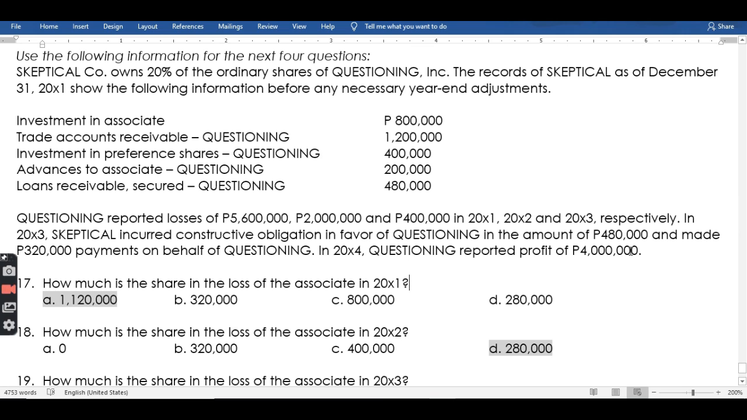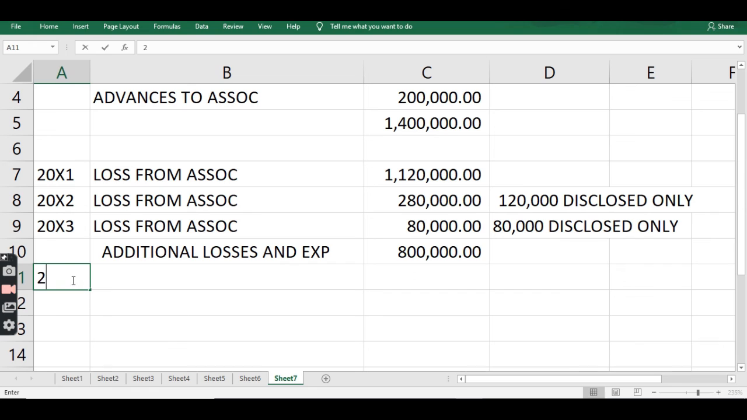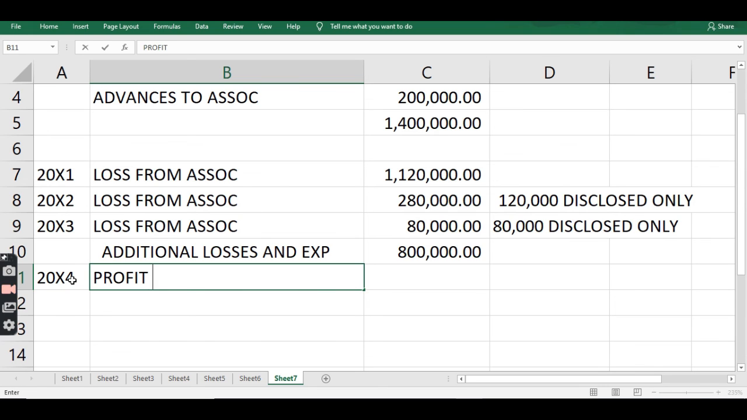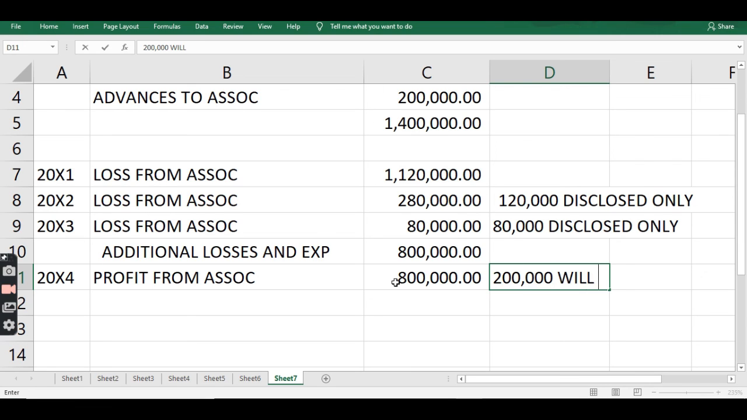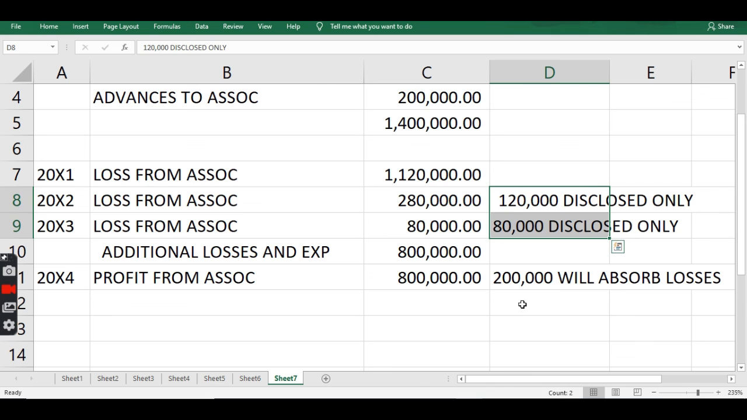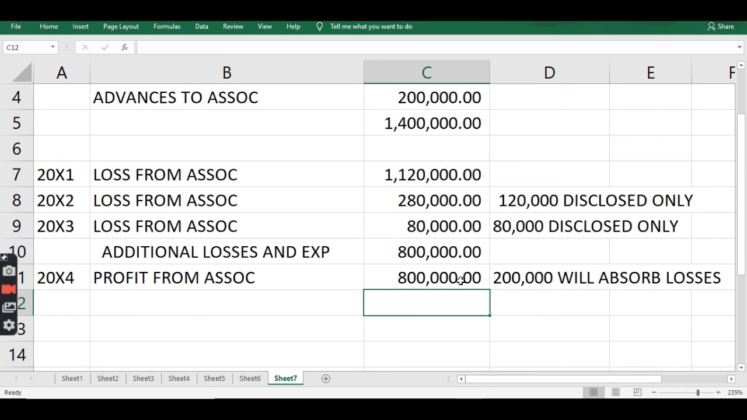Tapos nung ano nangyari? Nung 20x4, nag-report ka na ng profit na 4 million ngayon. So, 20x4, profit from associate. So, sorry. That's going to be equal to 4 million times 20%. So, may 800,000 dyan. Pero, 200,000 will absorb losses. Okay? Yung loss na to. Yung naka-disclose lang. Okay? So, ibig sabihin, ang net nito, 600,000 lang yung ma-recognize natin.